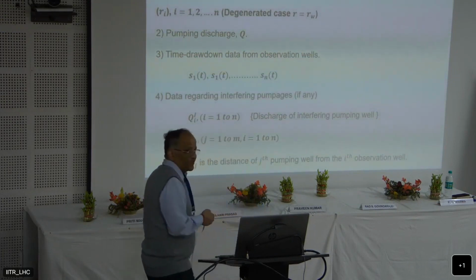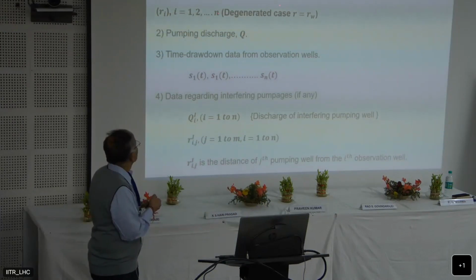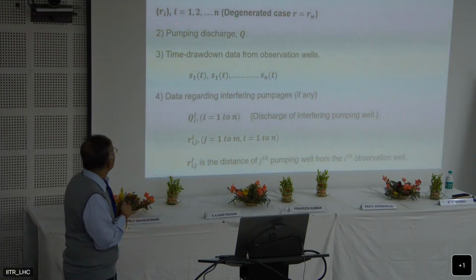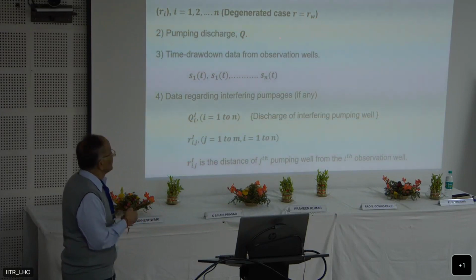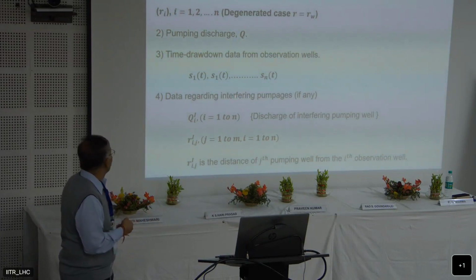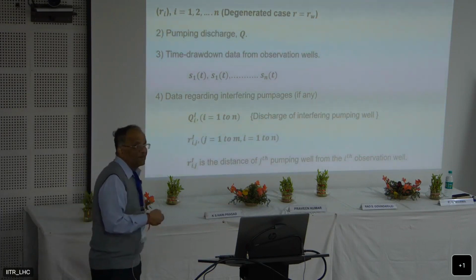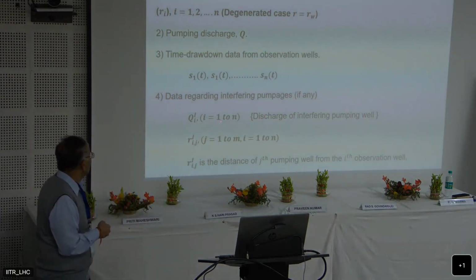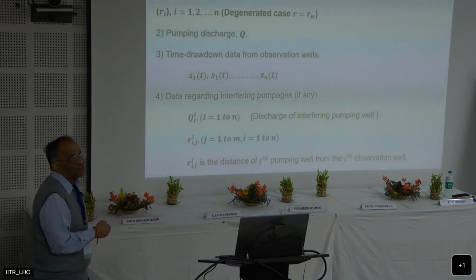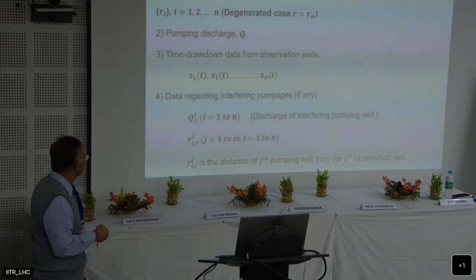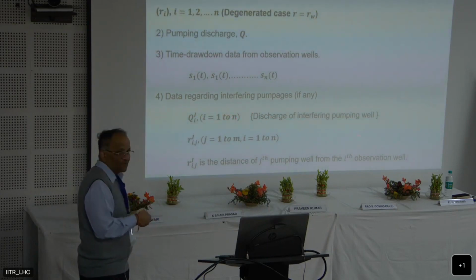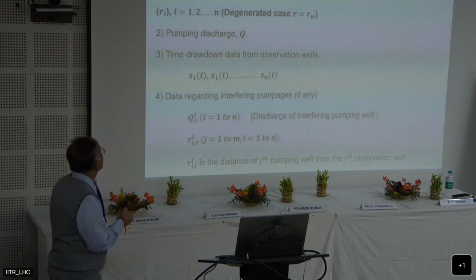The data which we get when we do the pumping test is the radial distances of the observation wells from the pumping well, the pumping discharge, and the time-drawdown data at each of these observation wells as well as from the pumping well. If you have more than one pumping well, which is usually avoided, then we also have to take care of how much is pumped from these wells, the interfering pumpages, and the radial distances of each observation well from these pumping wells, which is also required for the pumping test analysis.